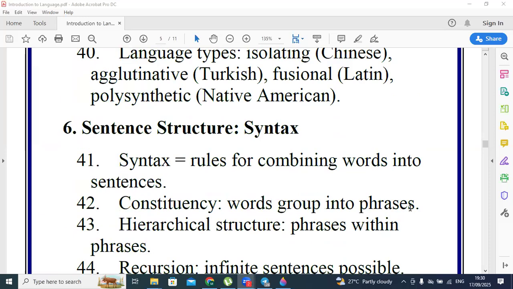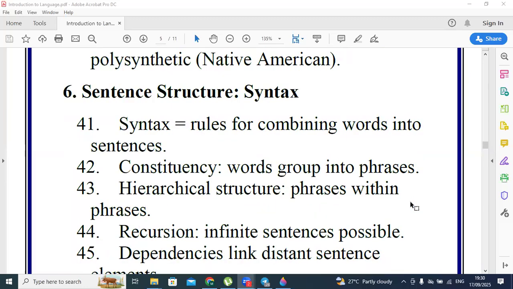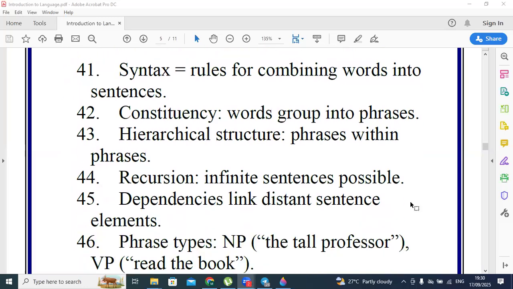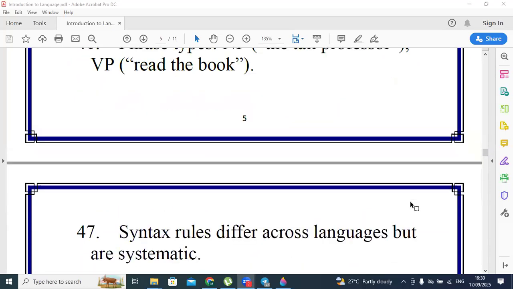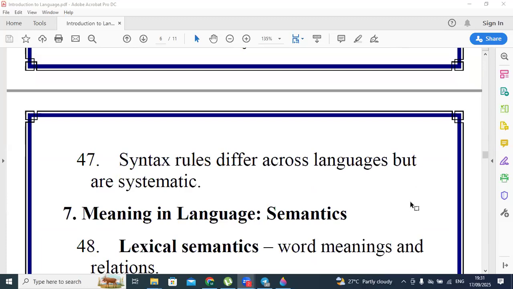Sentence structure, syntax. Syntax: rules for combining words into sentences. Constituency: words group into phrases. Hierarchical structure: phrases within phrases. Recursion: infinite sentences possible. Dependencies link distant sentence elements. Phrase types: NP, the tall professor. VP, read the book. Syntax rules differ across languages, but are systematic.